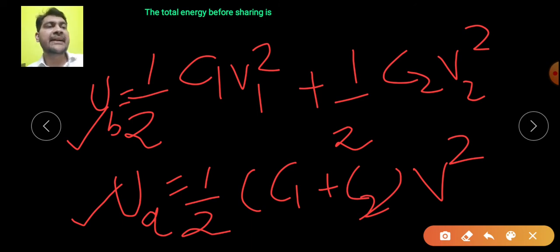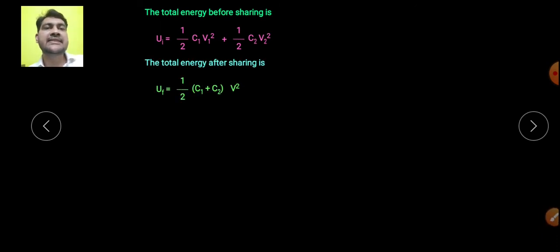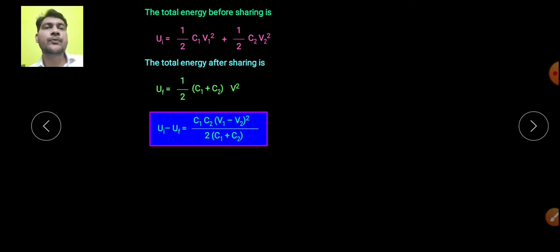So let us see the mathematical part. Initially the total energy was this, finally the total energy is this, and for the loss of total energy, you subtract these two energies, and after simplification, this is the loss of energy. Now the question arises: where has the lost energy gone? If energy can neither be created nor destroyed, then why is the energy after sharing less than the energy before sharing? Where has this energy gone?